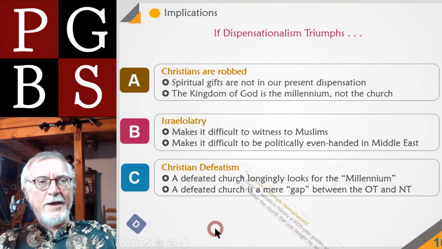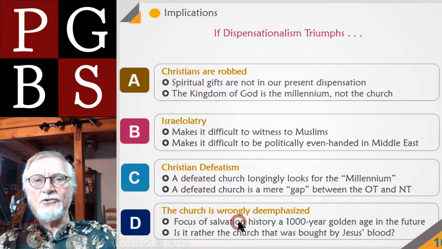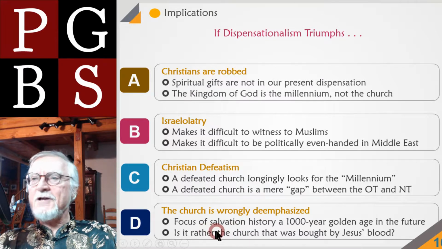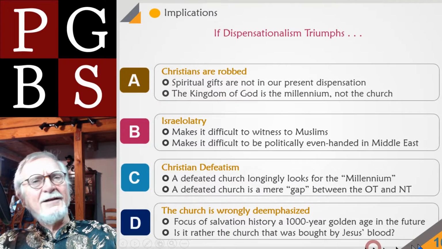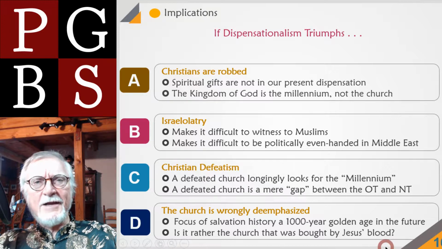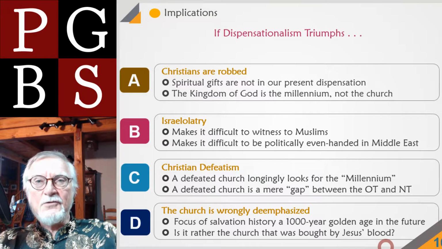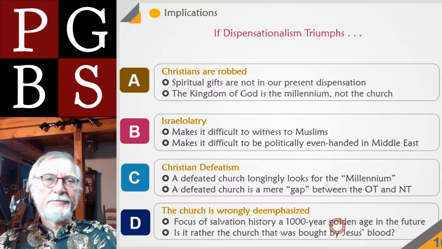All right, enough of that. Part D, if dispensationalism triumphs, the church is wrongly de-emphasized. The focus of salvation history is a 1,000-year golden age in the future, the millennium. But isn't the focus of the Bible really the church that was bought by Jesus' blood? I mean, the purpose of the book of Acts was to establish the church, not to establish a millennial kingdom. I mean, my gosh, the millennium is mentioned one time in Revelation chapter 20, and even then, you can't prove it's a pre-mill, the nature of the millennium. Oops, I meant to say Revelation chapter 20, not Acts chapter 20. Let's move on.